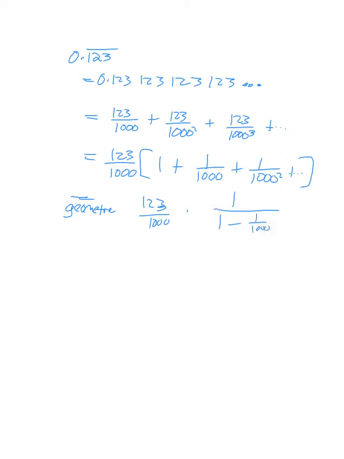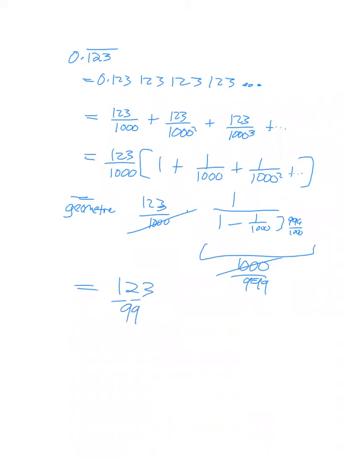So this should be 999 over 1,000. So I should get overall 1,000 divided by 999. And let's just notice that these thousands cancel. So I should just get 123 divided by 999.